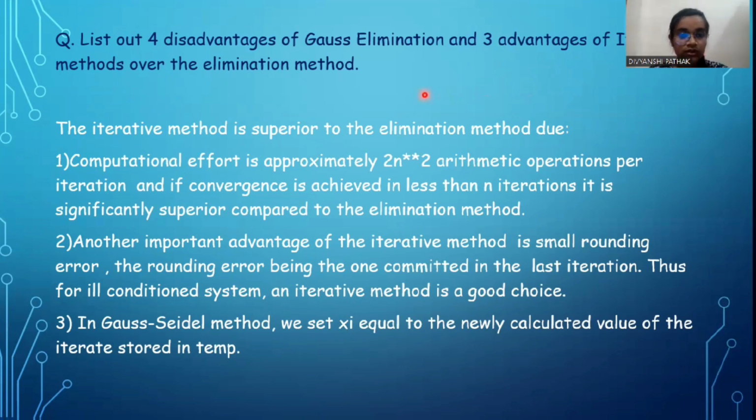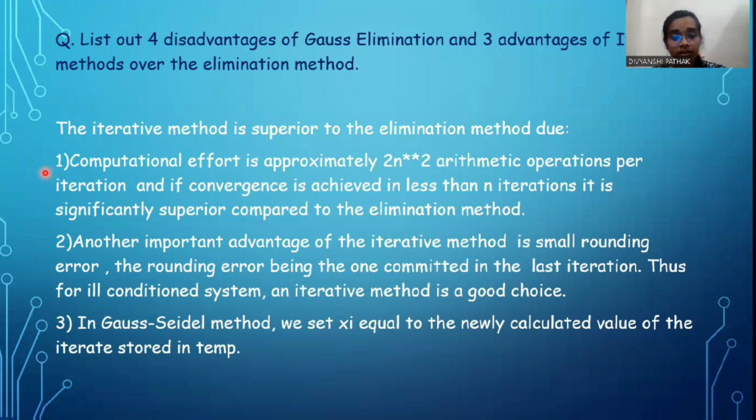Now, next question: list out 4 disadvantages of Gauss elimination and 3 advantages of iterative methods over the elimination method. The iterative methods are superior to the elimination method because of the following reasons. First, the computational effort is approximately 2n squared arithmetic operations per iteration, and if convergence is achieved in less than n iterations, it is significantly superior compared to the elimination method.